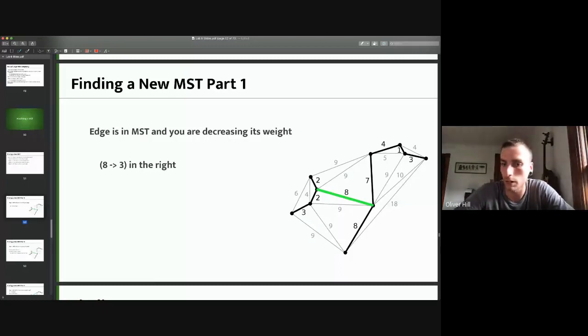Nope. Yeah, we're good, right? I mean, we're just making our MST even better. We're saying that instead of a weight of 8, in this example, it'll be a weight of 3. So we're just decreasing the cost of our spanning tree.